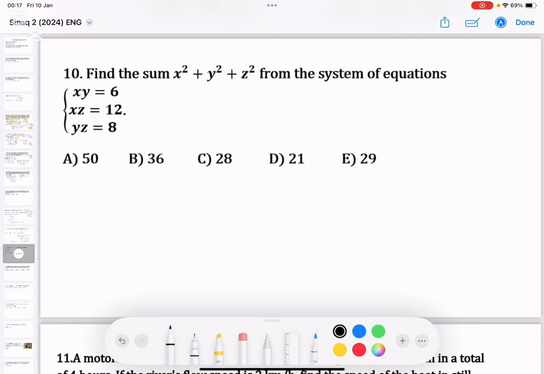Question number 10. Find the sum x squared plus y squared plus z squared from the system of equations, where x times y equals 6, x times z equals 12, and y times z equals 8. Well, I have to find x squared. And I see that if I work with the first two equations, so basically if I multiply them, by multiply I mean multiplying left-hand sides and right-hand sides.